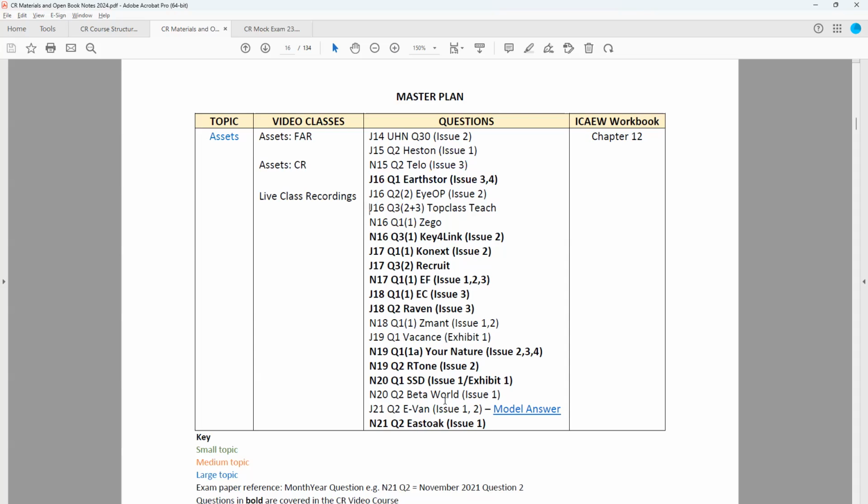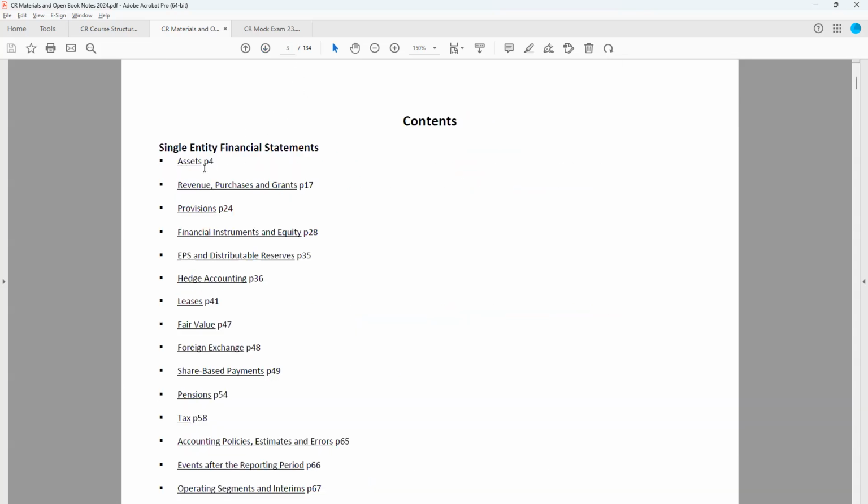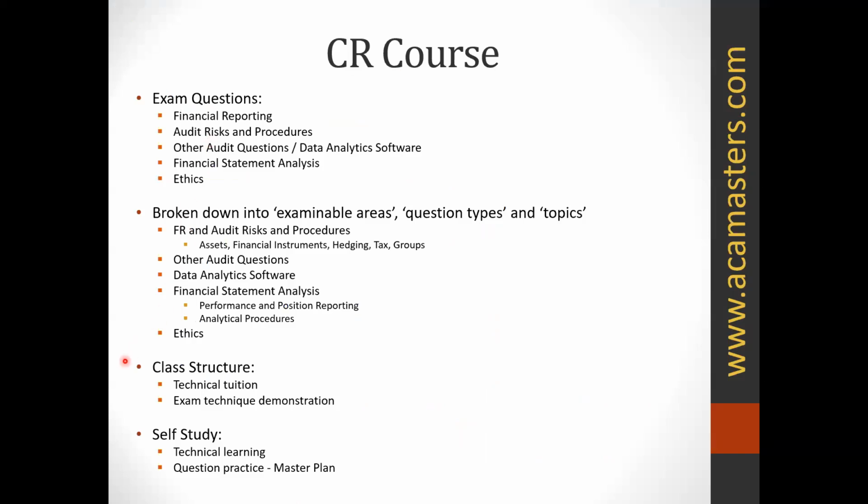So you can just go away and then practice the other questions so that you can practice applying that exam technique that I taught you during the class. And then once you've done that and you've practiced those other assets questions, you will have mastered assets. And then we can move on to the next topic. So we can then move on to revenue, but we're just using the same approach every time.